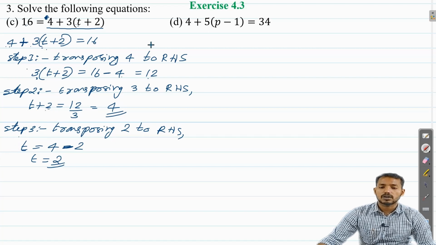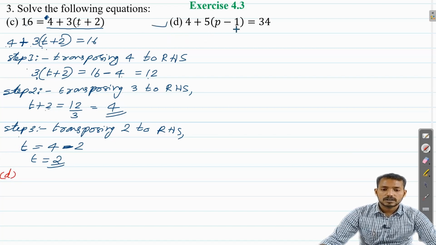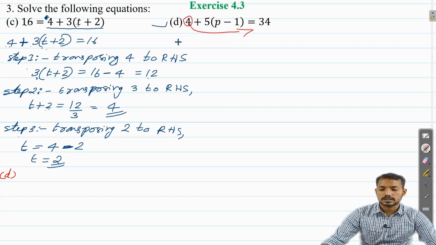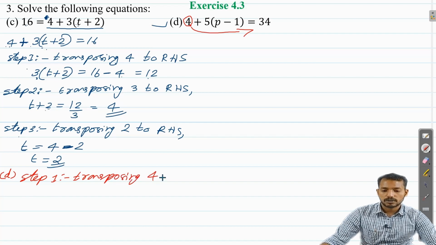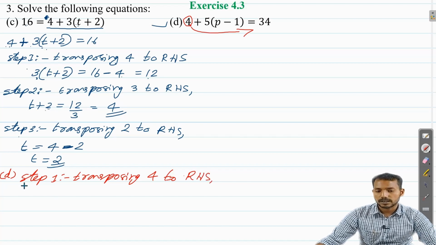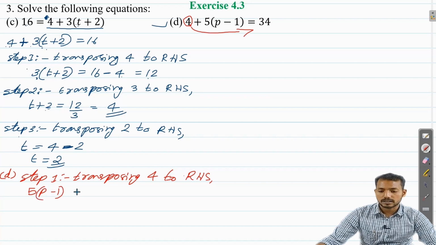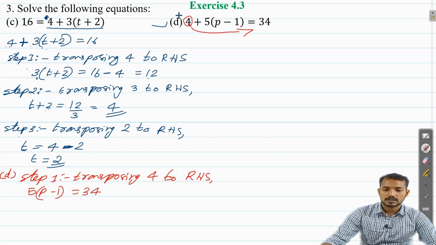Now let's move to the next option, option D. In case of option D, first separate this 4. For that, transpose it. In step 1, transposing 4 to RHS. We get 5 into p minus, bracket is necessary, which is equal to 34, plus 4 will be changed to minus 4.